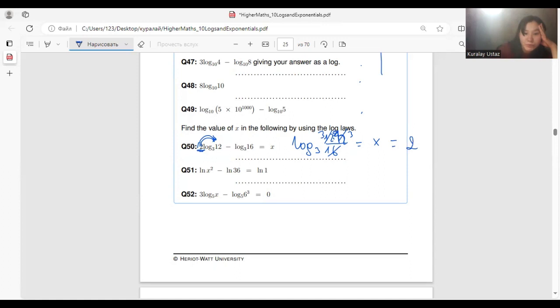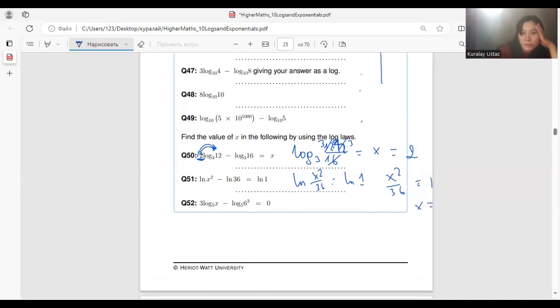Here, what we need to do is we can write like that, yeah? x squared divided by 26. So x squared over 26 equals 1, so x is 6.